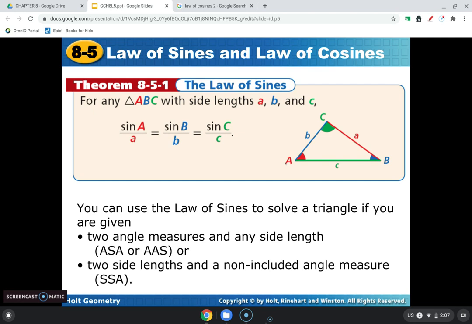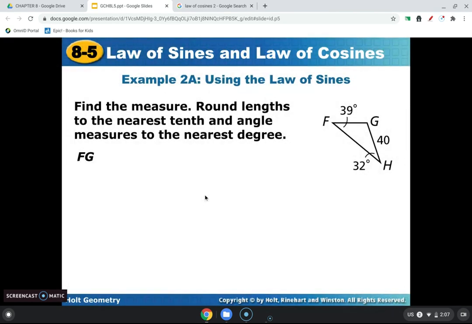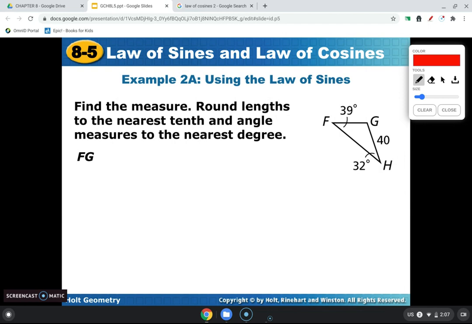You can use the law of sines to solve a triangle if you are given two angle measures and any side length, or two side lengths and any non-included angle measure. So basically, you're just going to use the law of sines if you can't use the law of cosines. We'll talk about that in a little bit.